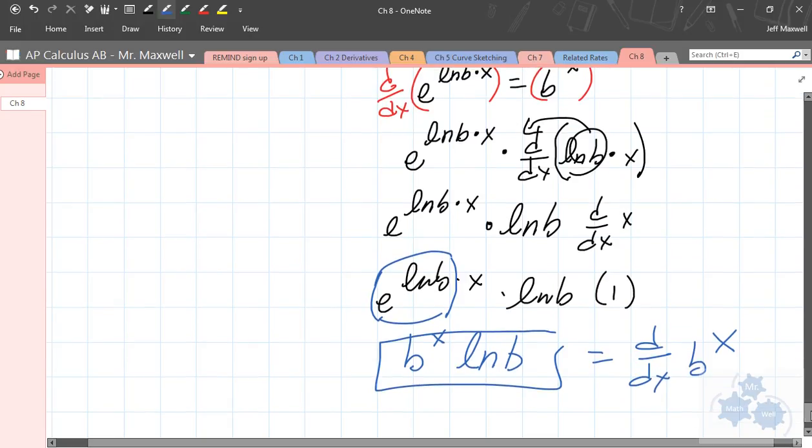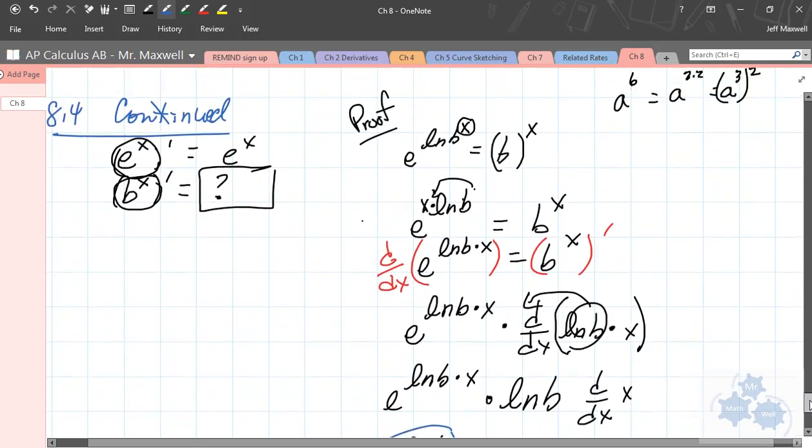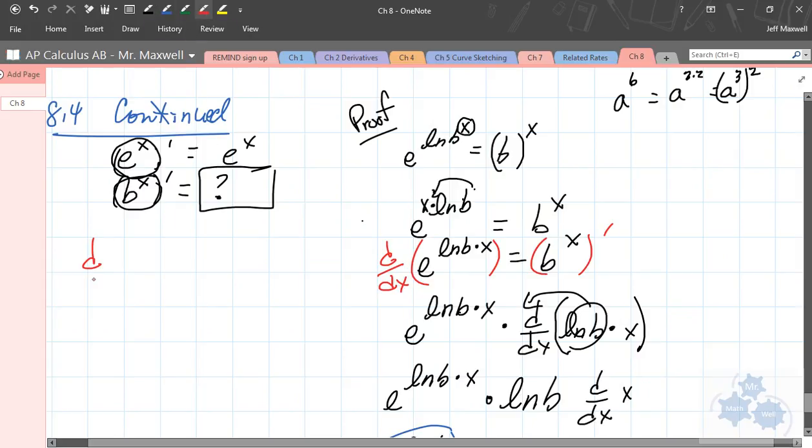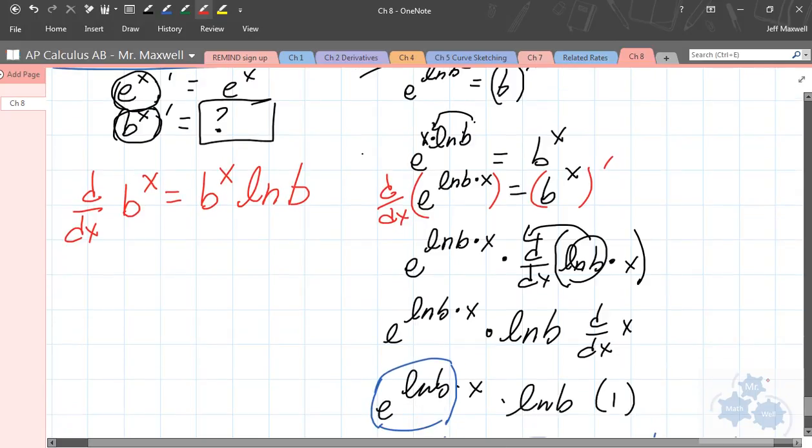Okay? So that's your formula. You need to write this down. Make sure that you have this: the derivative with respect to x of b to the power of x. That's any base, doesn't matter what it is, 2 or 4 or 10. It is b to the x, so it's the same thing, times ln of b. An example would be this. I'll show you in a second. Make sure you write that down.